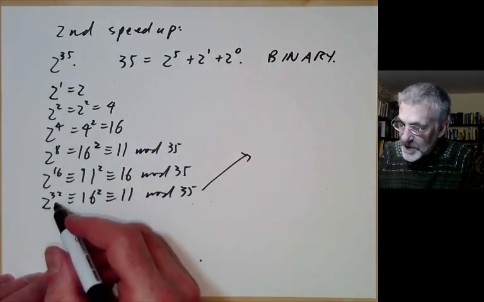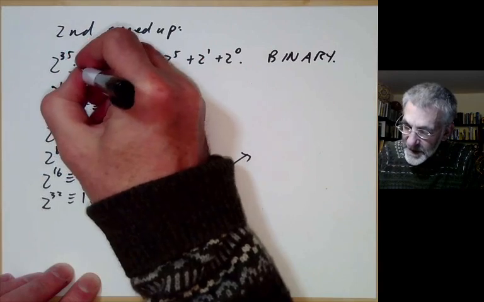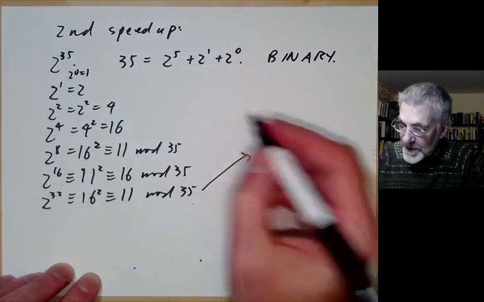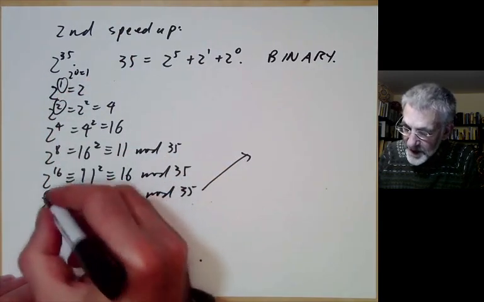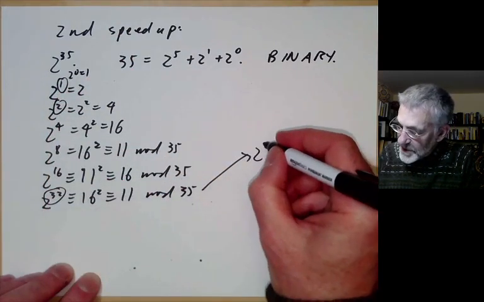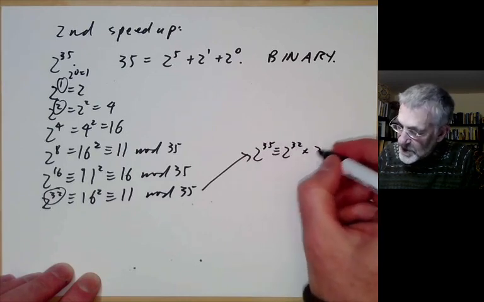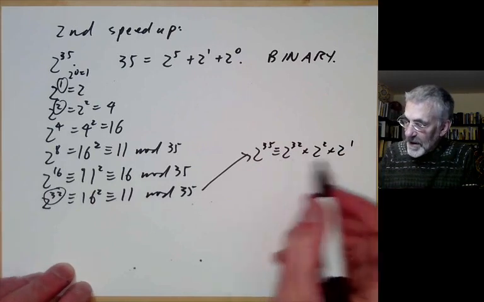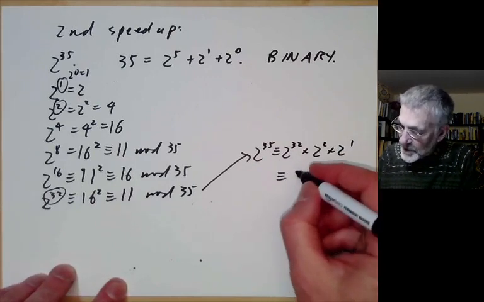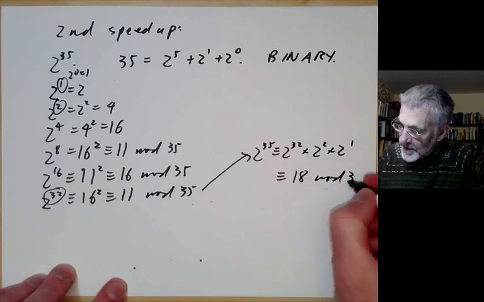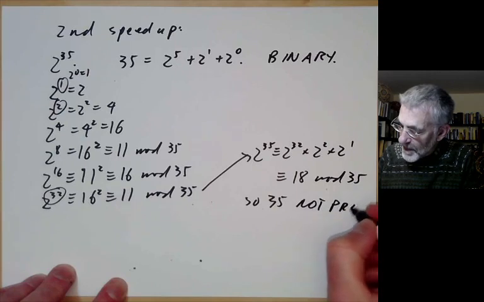So I can take 2 to the 0, which is 1. So I take the 1 and the 2 and the 32. And I find 2 to the 35 is congruent to 2 to the 32 times 2 squared times 2 to the 1. Now I just multiply these out, mod 35. And this turns out to be congruent to 18 mod 35. So 35 is not prime.